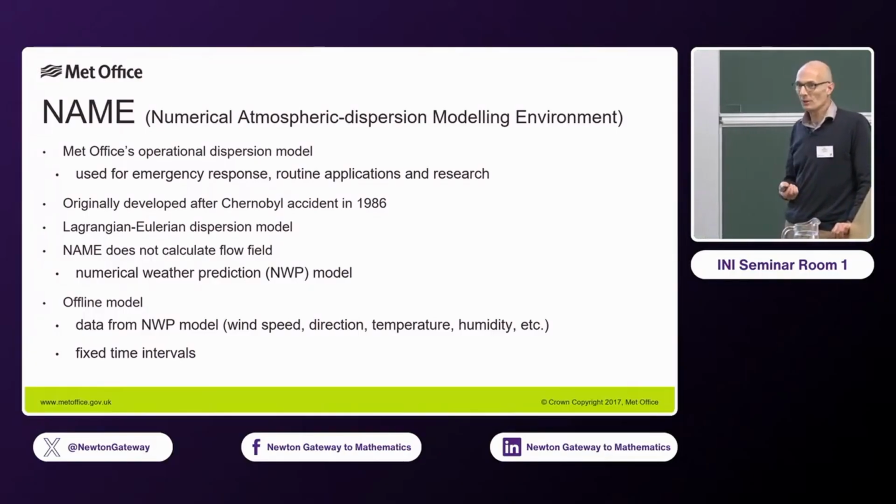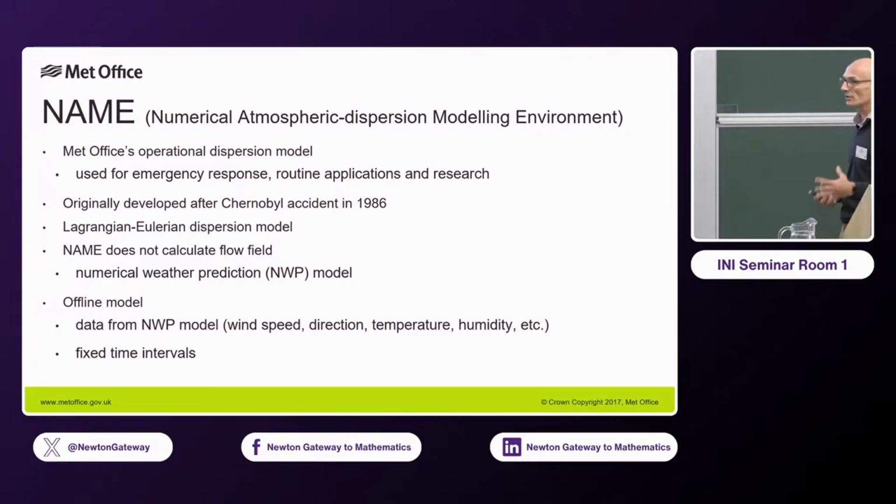It was originally developed as a Lagrangian model. It's now become a hybrid Lagrangian-Eulerian model, and I'll talk more about both of these later, to explain what the two terms mean. It's important to note that NAME doesn't calculate the flow field. The flow field comes from the weather forecasting model, the numerical weather prediction model. Models that read in the flow field at arbitrary but fixed time intervals are often referred to as offline models. And then we calculate the dispersion through that flow field.